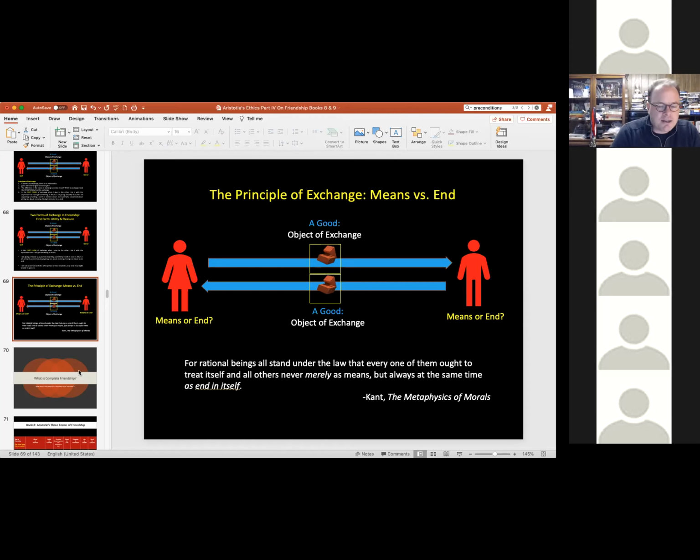Right? So Immanuel Kant, an 18th century moral philosopher, says this about how we should treat other human beings. And Aristotle almost completely agrees with this statement, and that we should aspire to live in accord with this statement. And he says, for rational beings all stand under the law. All right, rational beings, he means human beings, right? Because we're the only being that's rational. For rational beings all stand under the law, and this is his law of human conduct. It's kind of his version of the golden rule, okay?